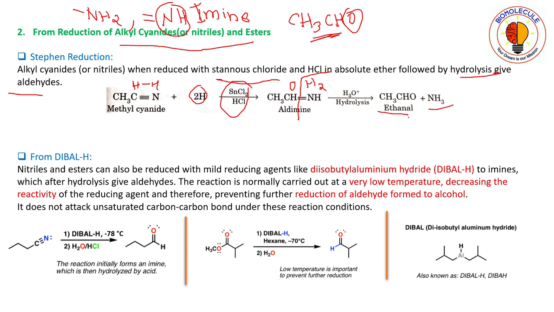Now we move on to reduction of alkyl cyanides with DIBAL-H. What is DIBAL-H? Diisobutyl aluminum hydride. The isobutyl group is this group. This is the isobutyl group.